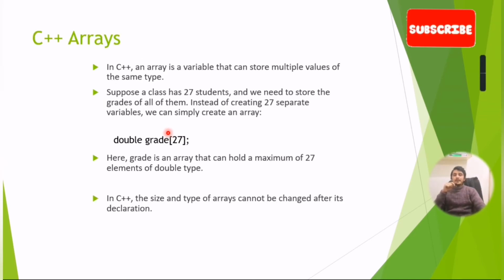Now we are going to study arrays. In C++, an array is a variable that can store multiple values of the same type. Suppose a class has 27 students and we need to store the grades of all of them. Instead of creating 27 separate variables, we can simply create an array. Instead of assigning grades individually to 27 students, we use arrays. Here, grade is an array that can hold a maximum of 27 elements of double type: double grade[27]. In C++, the size and type of arrays cannot be changed after their declaration.